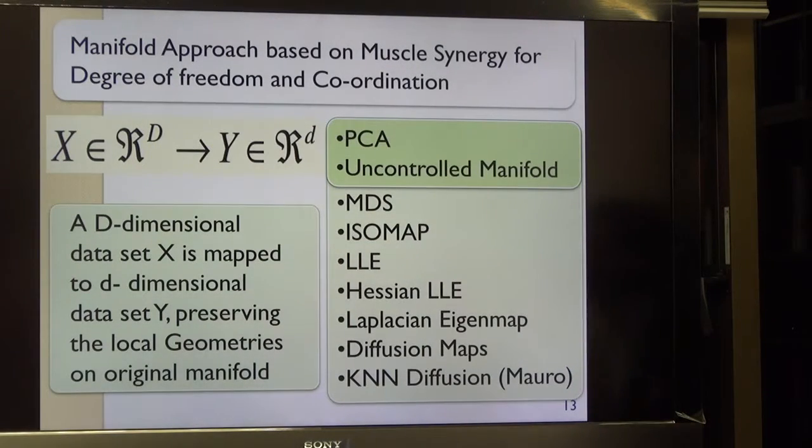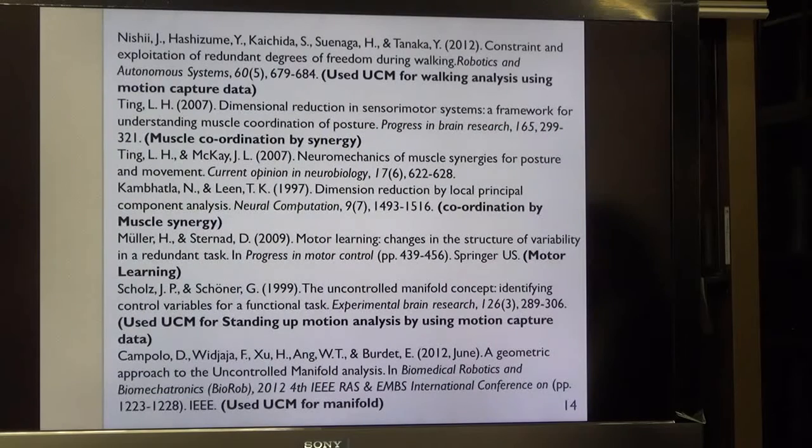After this basic analysis, we had to move to the mathematical analysis, of how we can do the mathematical analysis for degrees of freedom, synchronization, and coordination. There are different approaches. I am preferably looking at two approaches. One is the mathematical approach, that is PCA and the uncontrolled manifold. These are the references that we are currently following.